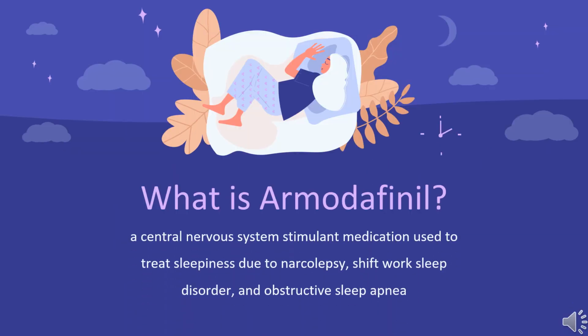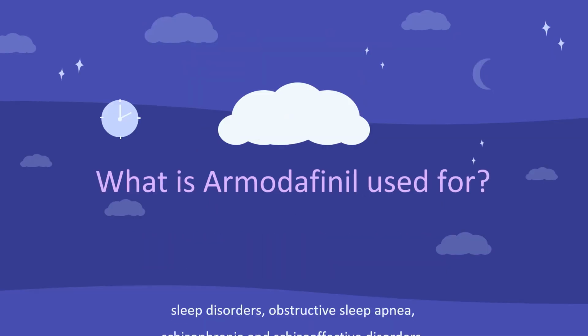What is Armodafinil? Armodafinil is the enantiopure compound of the eugeroic modafinil. It consists of only the R-enantiomer of the racemic modafinil. Armodafinil is produced by the pharmaceutical company Cephalon Incorporated and was approved by the U.S. Food and Drug Administration in June 2007.